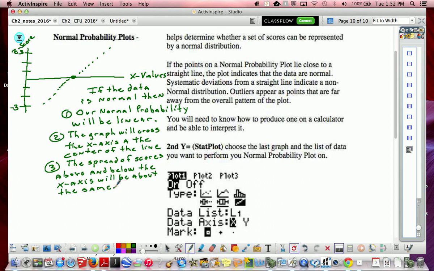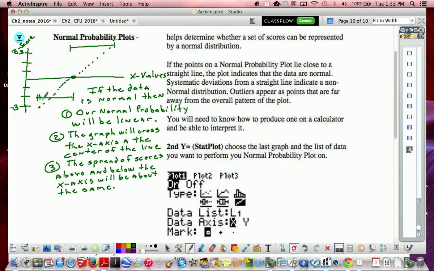So there's three things I'll kind of take a look at. First of all, does it form roughly a nice linear pattern? Okay. Does it cross right around the center? And then last but not least, this is something that I haven't drawn, is the spread above the x-axis roughly the spread below the x-axis? Of course, probably have to throw another point here just to make it look a little bit better.